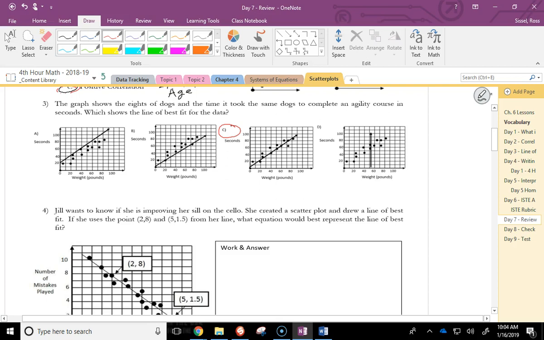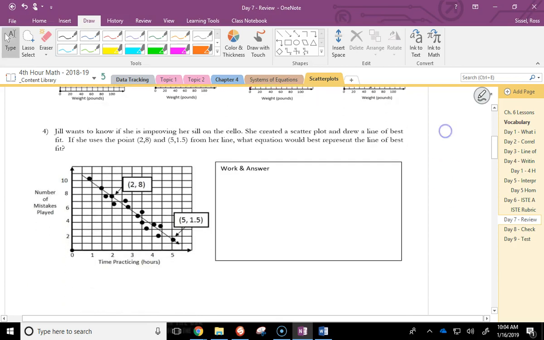Yeah. The biggest thing is, on C, I've had a couple people that have done something similar to it. The reason it's wrong, they said, well, it's in the middle. They said, I have about the same amount of dots on each side. But remember, all the dots have to be as close to the line as possible. So, when we looked at it, our lines were going this way, so my line of fit should go that way.